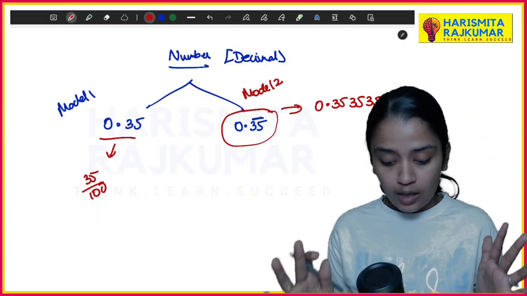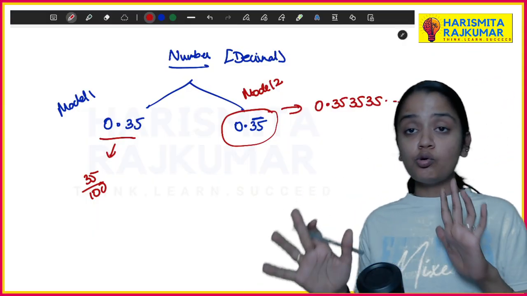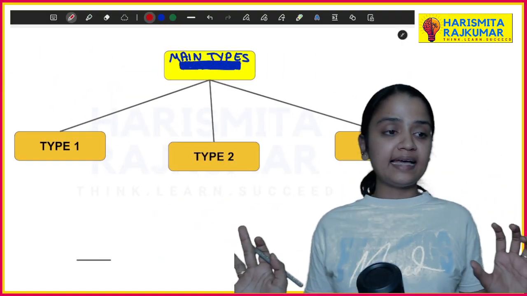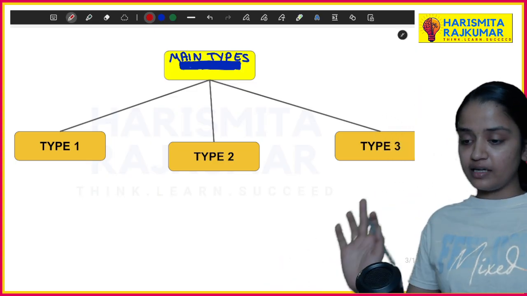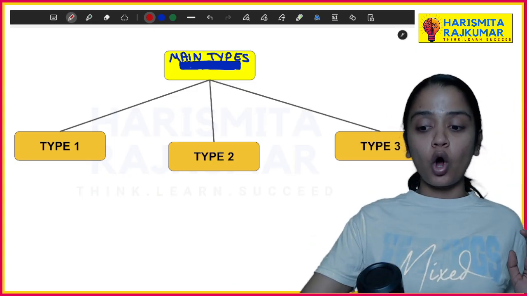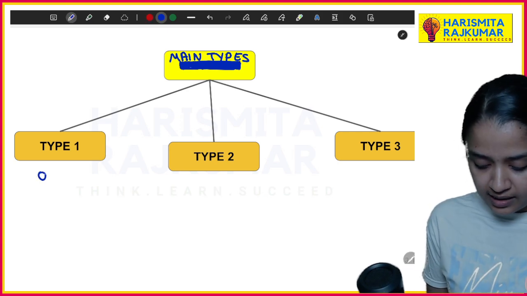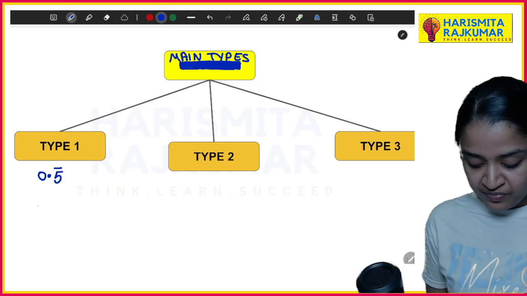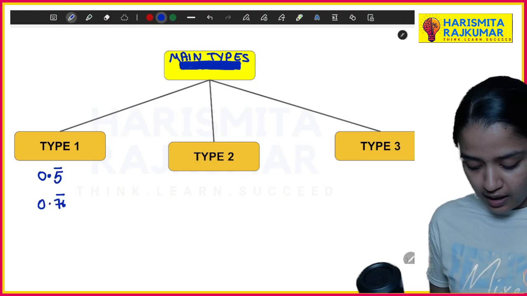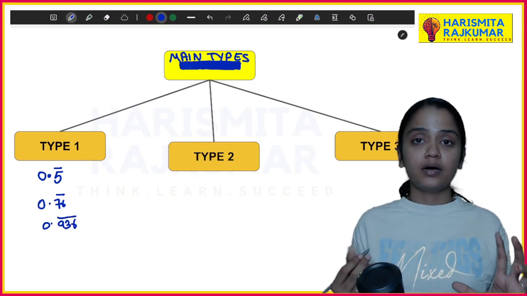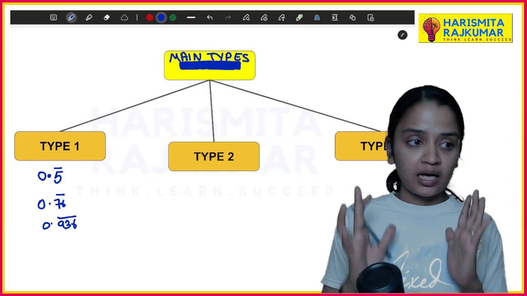Now, what next? You have to go for model 2 decimal numbers. Model 2 mainly has 3 types: type 1, type 2 and type 3. So what are those 3 types? Type 1 is nothing but 0.5 bar, 0.76 bar, 0.936 bar. So these numbers come under type 1.